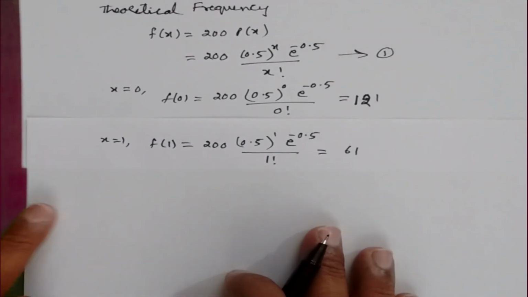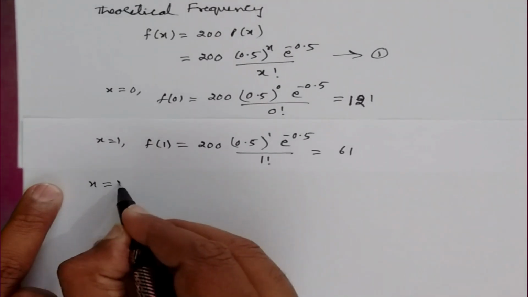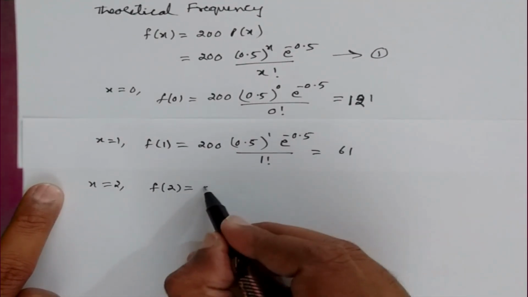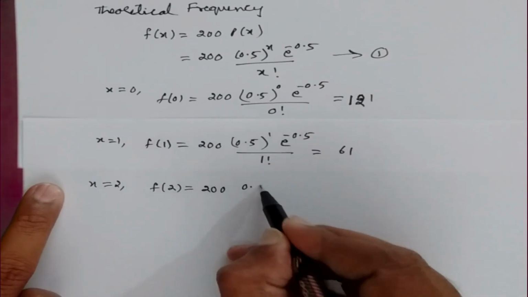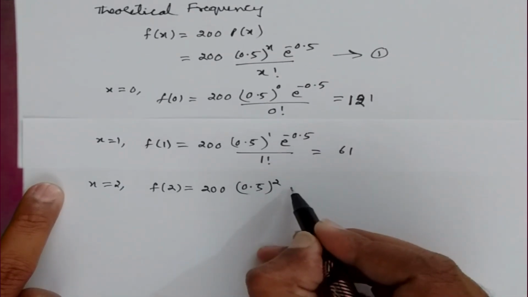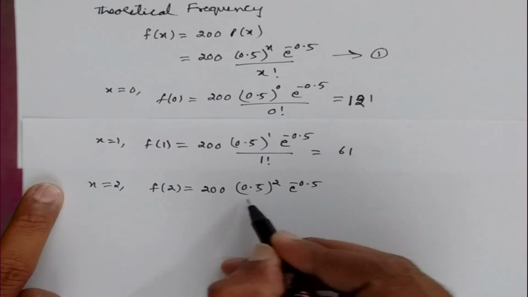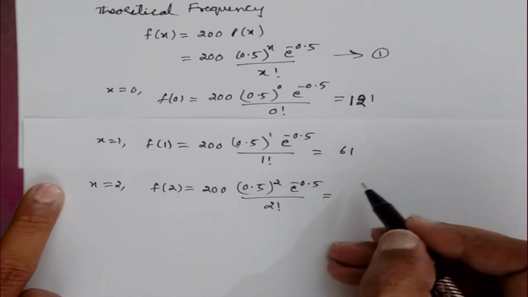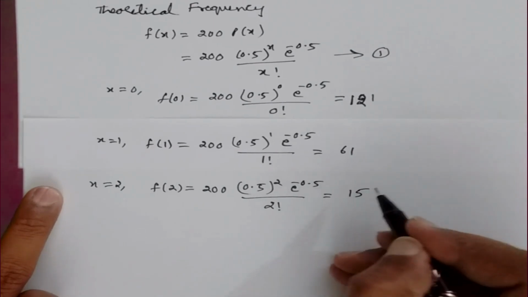Now let us take x is equal to 2. Suppose we take x is equal to 2, we will be getting f of 2 to be equal to 200 times 0.5 to the power of 2 into e power of minus 0.5 divided by 2 factorial. So evaluate this value. Are you getting it to be equal to 15?